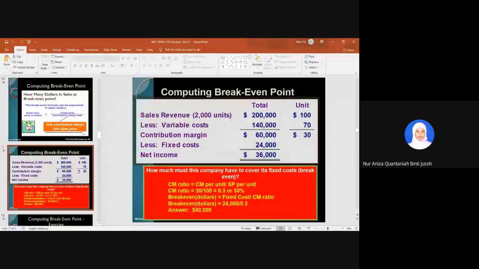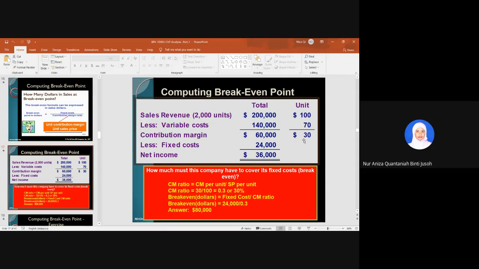Now the same amounts here. First you have to find the contribution margin ratio. This is the contribution margin, 30, and this is the sales price per unit. So the contribution margin ratio will be 30 over 100, which is 30%. Now replace it in the formula fixed cost over CM ratio. Fixed cost is 24,000, CM ratio is 0.3. So the answer will be 80,000.